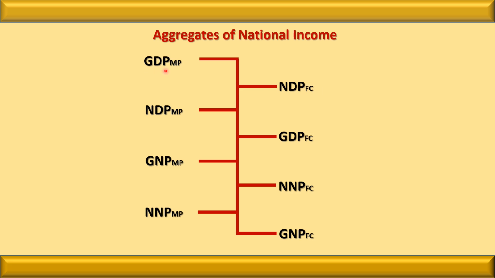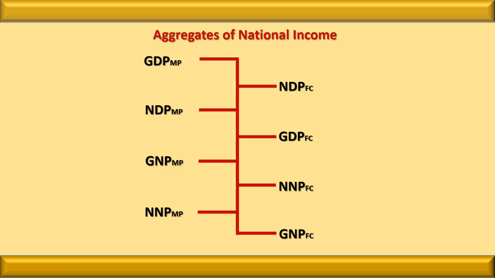So here we can read it: gross domestic product market price, net domestic product factor cost, net domestic product market price, gross domestic product factor cost, gross national product market price, net national product at factor cost, net national product at market price, gross national product at factor cost. I hope the point is clear.